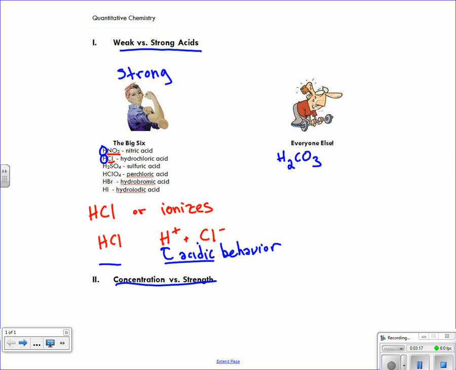Strong acids spend more of their time broken apart than they do bonded together. I'll say that again because it's important. Strong acids spend more of their time broken apart than they do bonded together. They're ionized more often than not. So acidic behavior, I'm going to say, is due to frequent ionization. It's more frequently ionized than not.